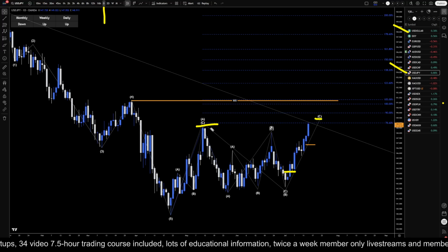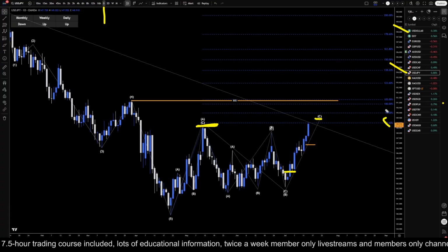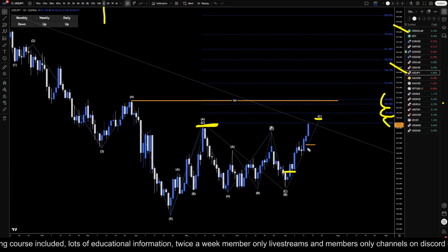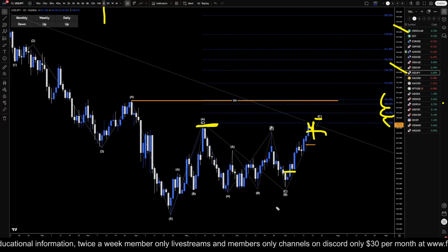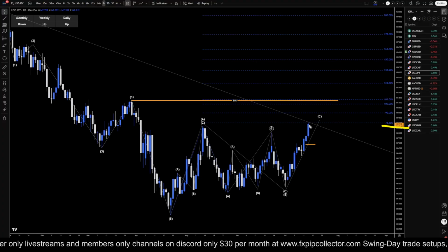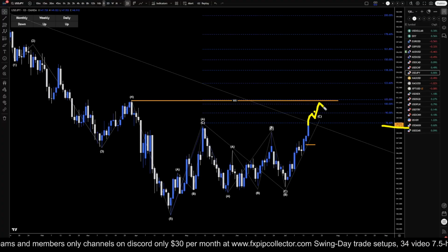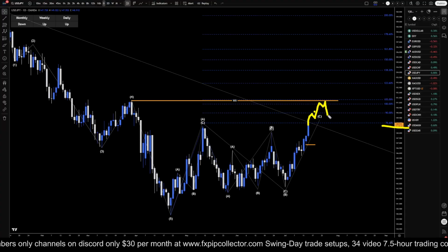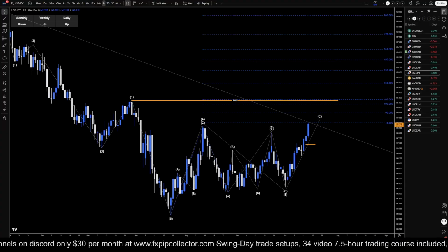Now, a wave C, now that we've taken out the high of wave A, could turn at any one of these Fibonacci levels. So if we see a nice little double top right here, and a nice break of structure over the next maybe several days, then that's what we're going to be looking for. But it doesn't have to stop here. It can push up to the 90. It can push up to the 100. It's that double top at a Fibonacci level and a break of structure that's going to tell us that this is over.